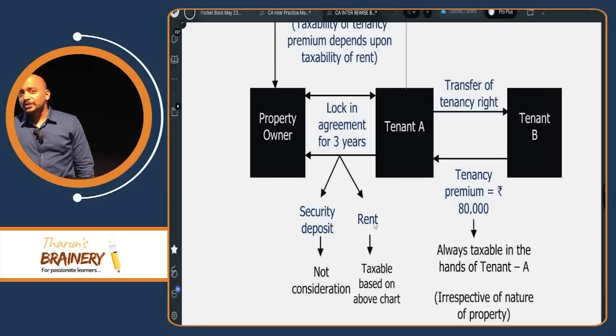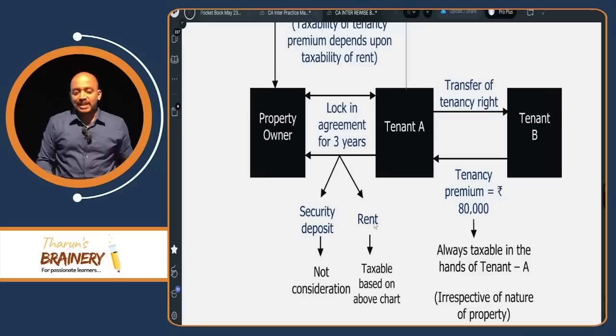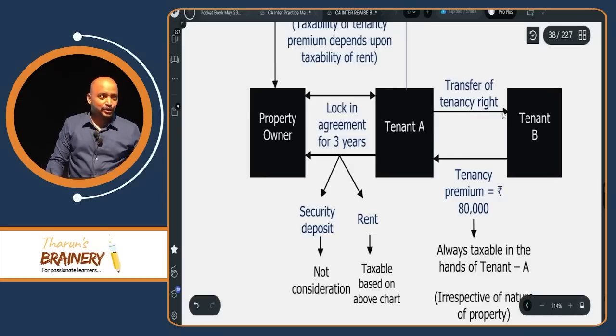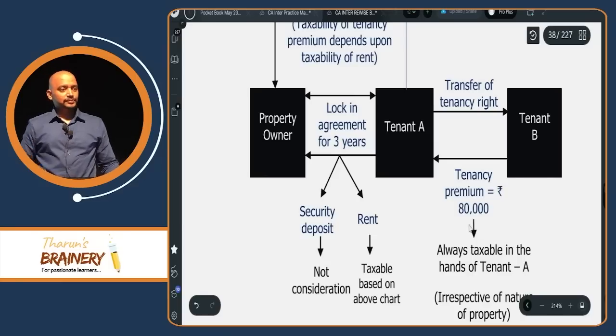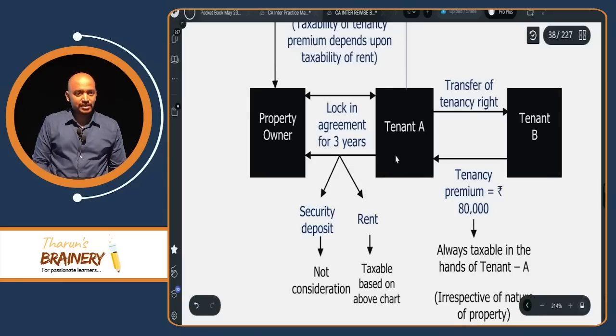So then what can he do? He can transfer the tenancy right to another tenant. So tenant A transfers the tenancy right to tenant B, for which tenant B pays 80,000. Why will tenant B pay this 80,000? He will give his security deposit, the security deposit of tenant A he will get. Then why is tenant A getting an extra amount of 80,000?